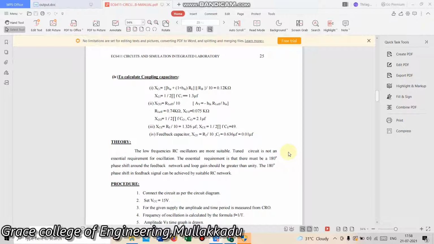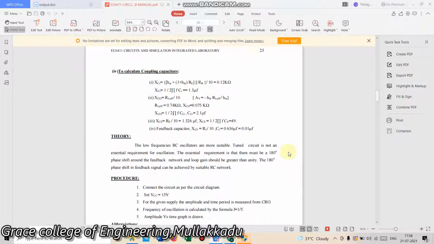Now, the theory about the RC phase shift oscillator. It consists of three RC networks, and this is a low frequency RC oscillator. The tuned circuit is not essentially required for oscillation. The essential requirement is that it must produce a 180-degree phase shift at the CE circuit and another 180-degree phase shift at the RC network circuit. Therefore, a total of 360-degree phase shift will be achieved.